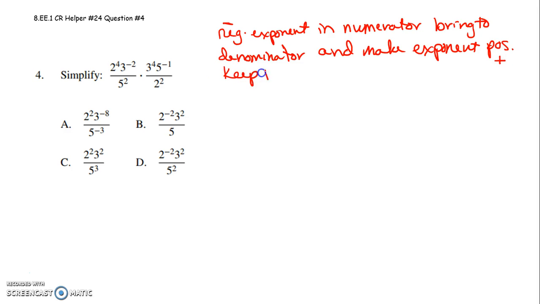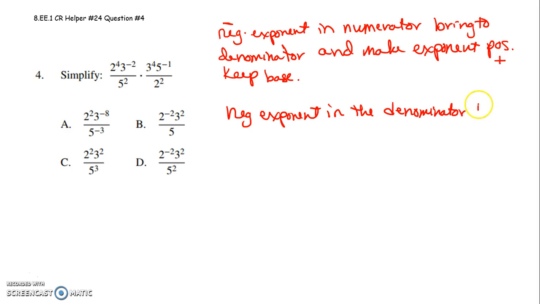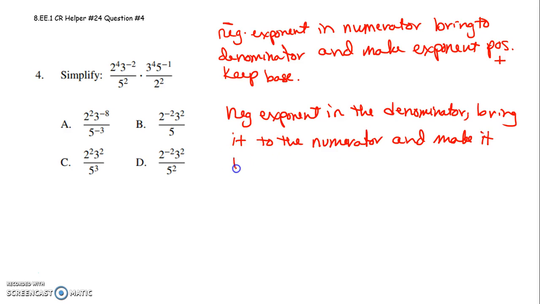You keep the base. The base will stay the same. If you have a negative exponent in the denominator, bring it to the numerator and make it positive. And the base will stay the same. So negative exponent in the denominator, you bring to the numerator, make it positive, keeping the base the same.